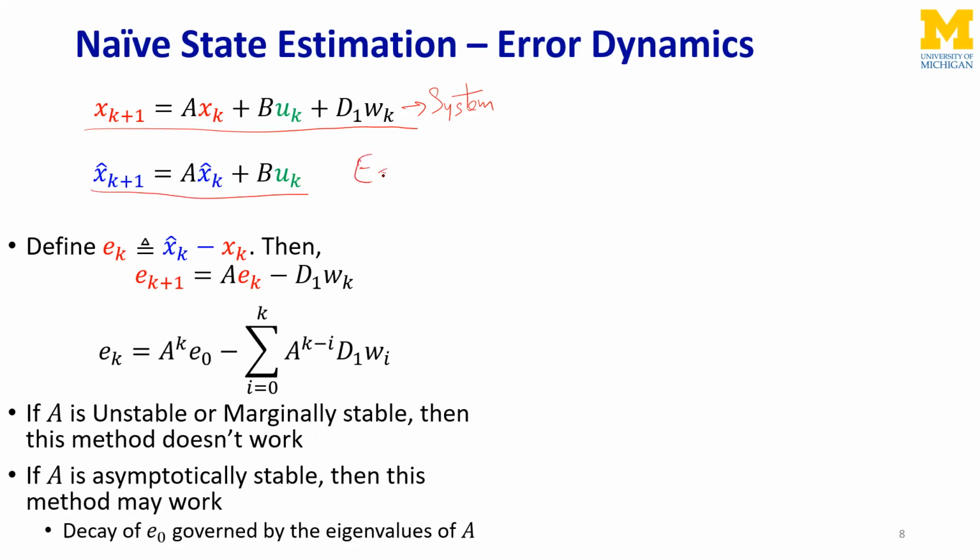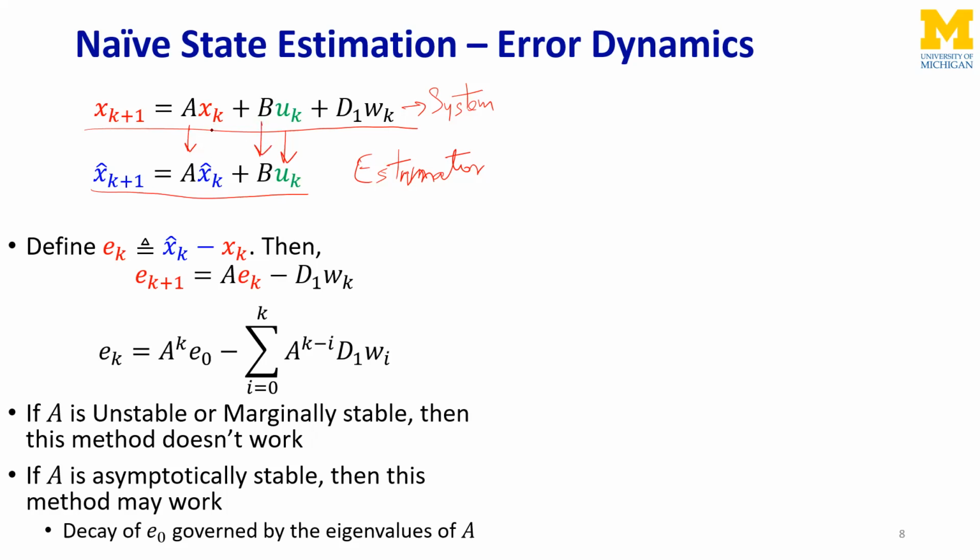So the estimator is basically just the copy of the dynamics of the system. So we use the same A and you use the same B. So since we know what the input is, because we applied it, we use it exactly as is. We know the system matrices A and B, so we use those.